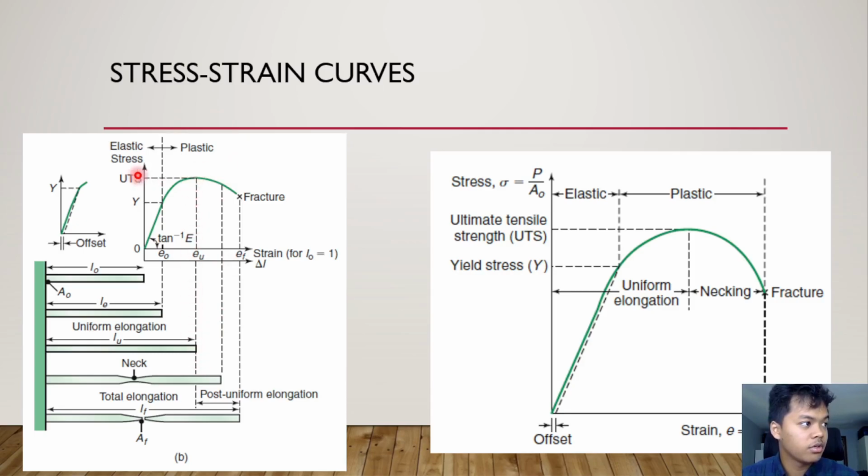And here, at this point, we have what's called the UTS, or ultimate tensile strength. At this point, the specimen has elongated or expanded to its maximum capabilities, hence the ultimate. If we were to pull it past this point, a neck would start to appear. Once this neck appears, all elongation would be centered around this neck, and that is where the fracture would also happen. AF is the cross-sectional area of the fracture.